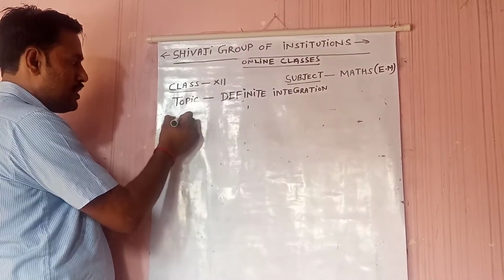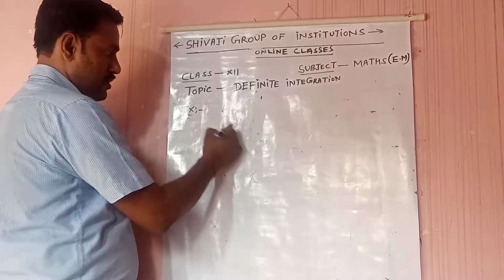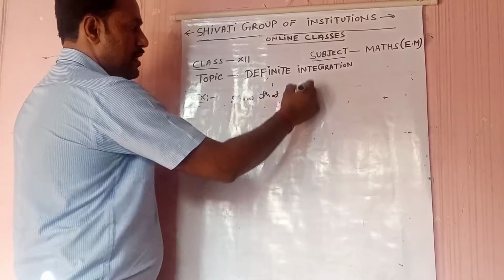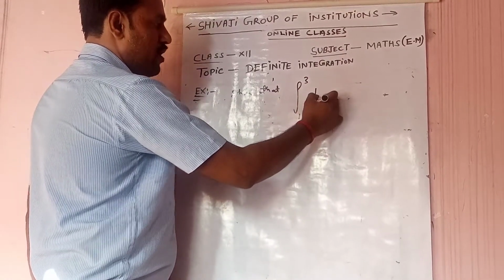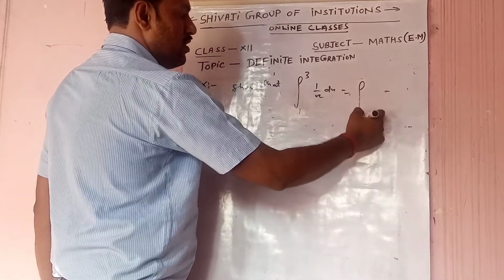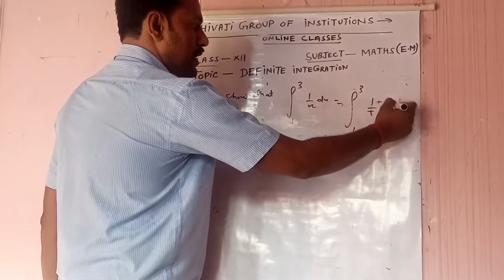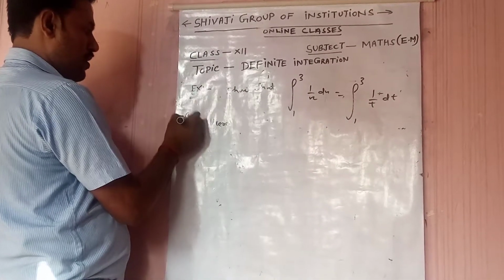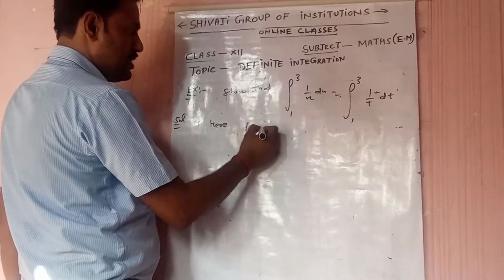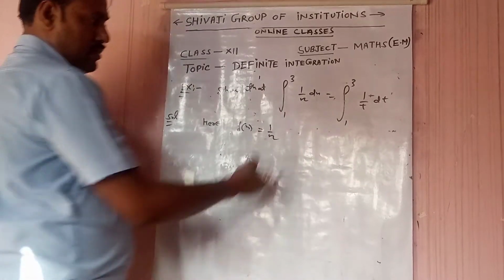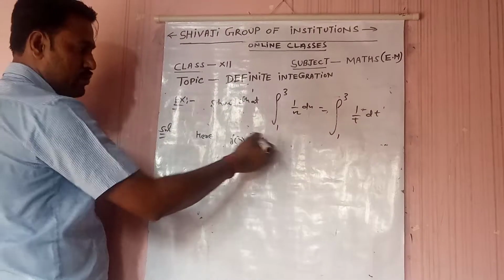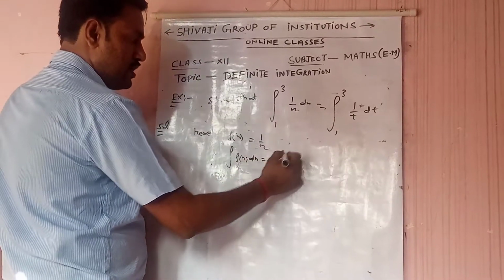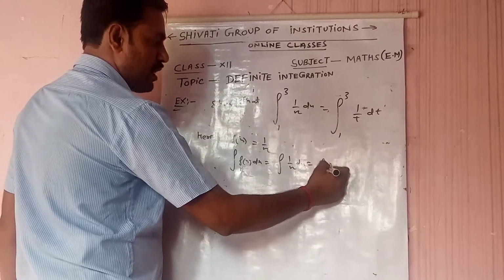So let us take an example: integration 1 to 3 of 1 upon x dx is equal to integration 1 to 3 of 1 upon t dt. So students, here the function f(x) is 1 upon x and f(t) is 1 upon t. So f(x) is 1 upon x, so its integration of 1 upon x dx is equal to log x.